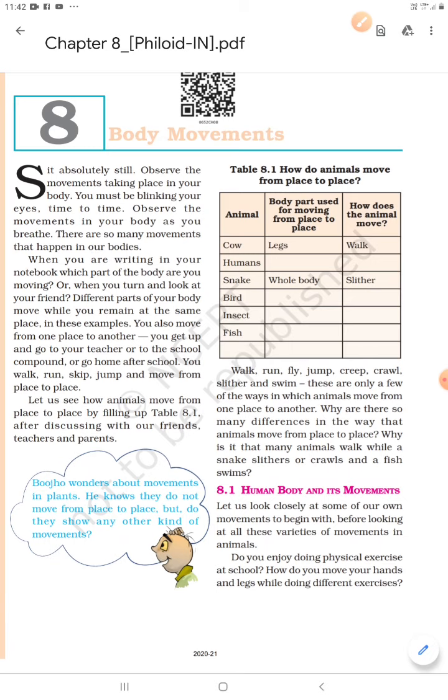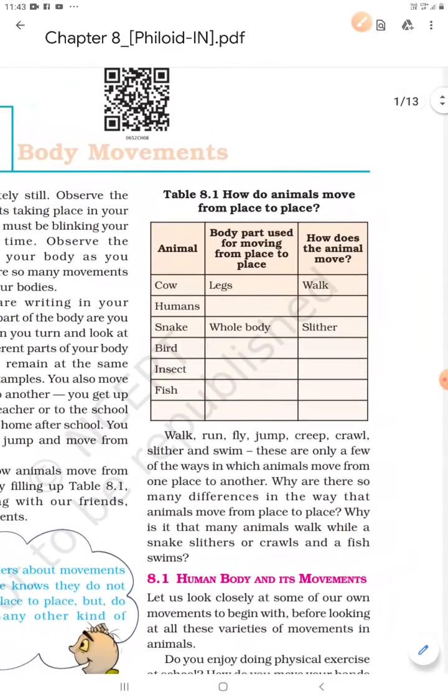Like that, if we have to go from one place to another, then we walk, we run, we skip, we jump. That is how we move from one place to another. So in this chapter we will discuss the movements of different animals and human beings also. At first we have this table number 8.1.